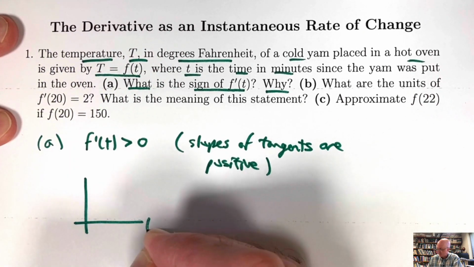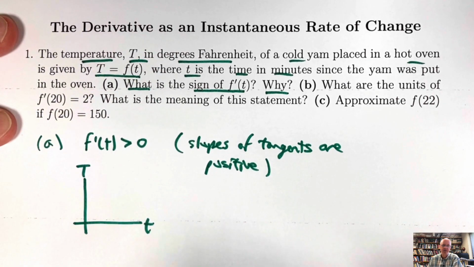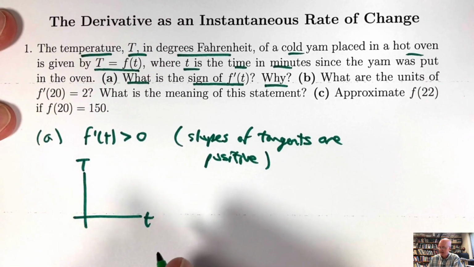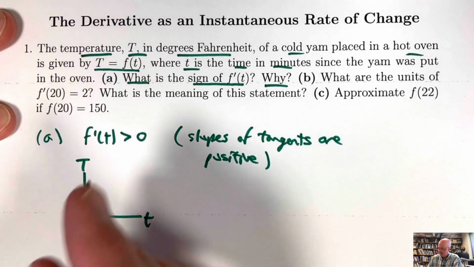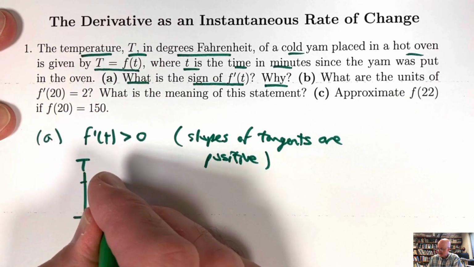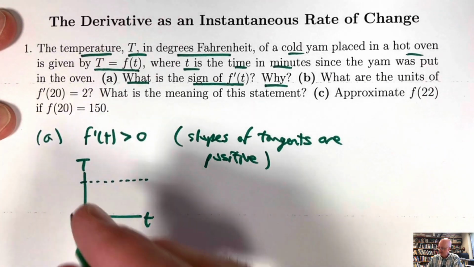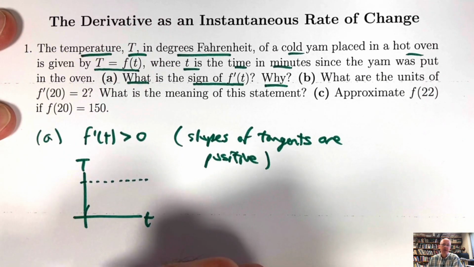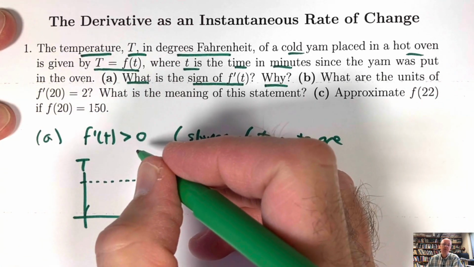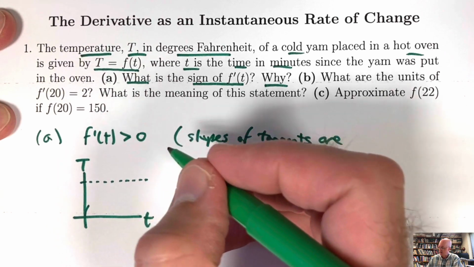It might be helpful to graph capital T as a function of little t here, a plausible kind of graph. You've got to be careful here. You've got to think about the temperature of the oven as being a horizontal asymptote for this graph. If the yam is cold to begin with and it's put in a really hot oven, it's going to warm up very rapidly at first. The slope of the graph will be very large. Capital F prime of t will not only be positive, but will be large.